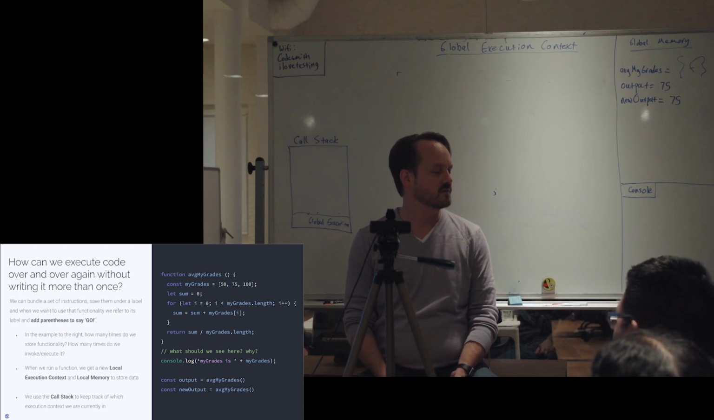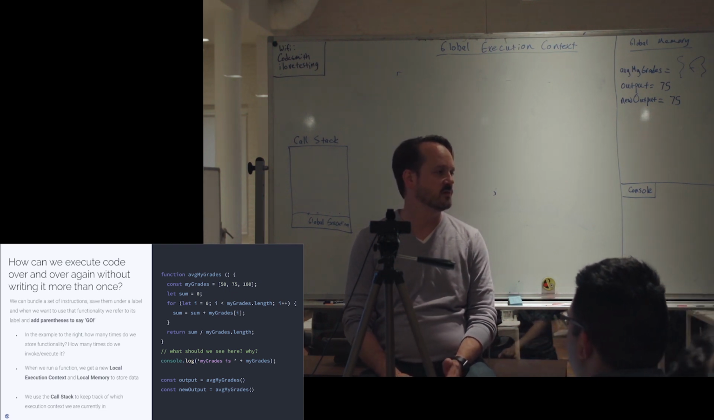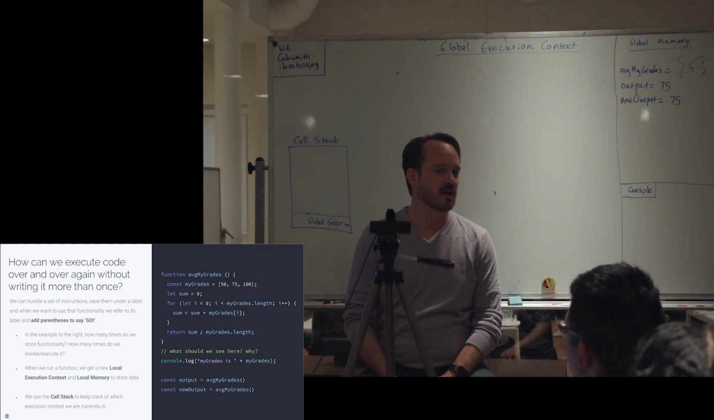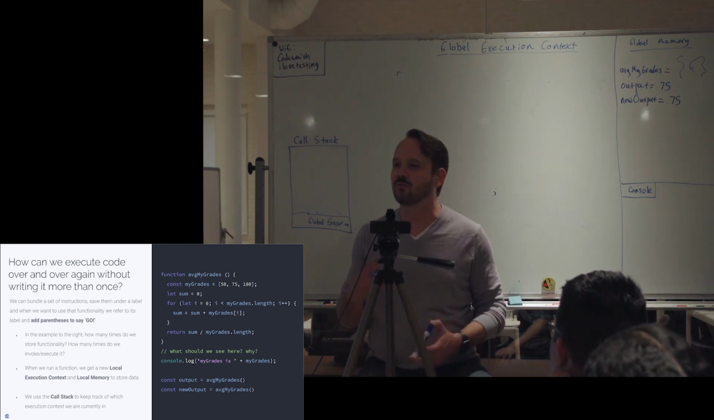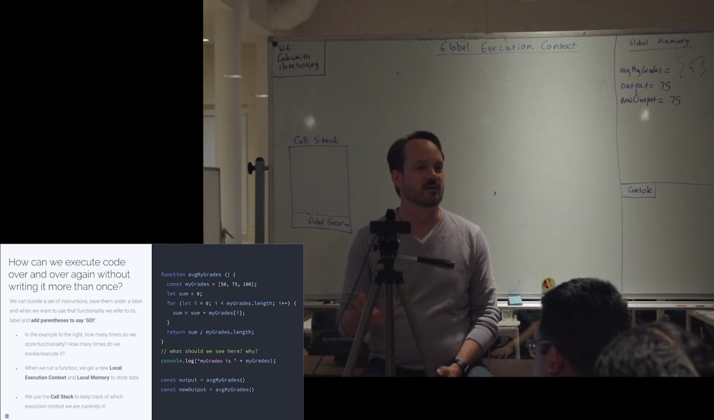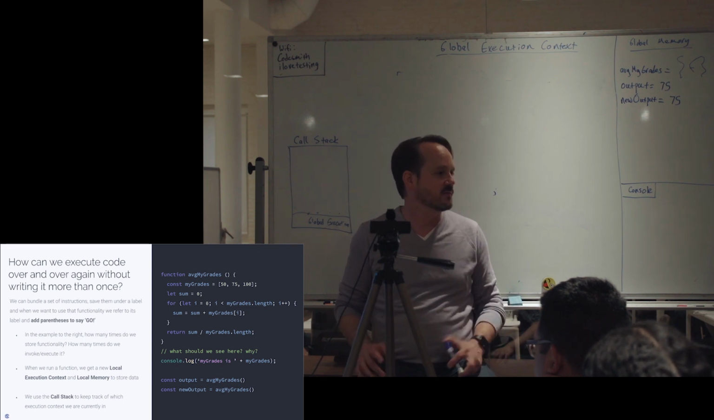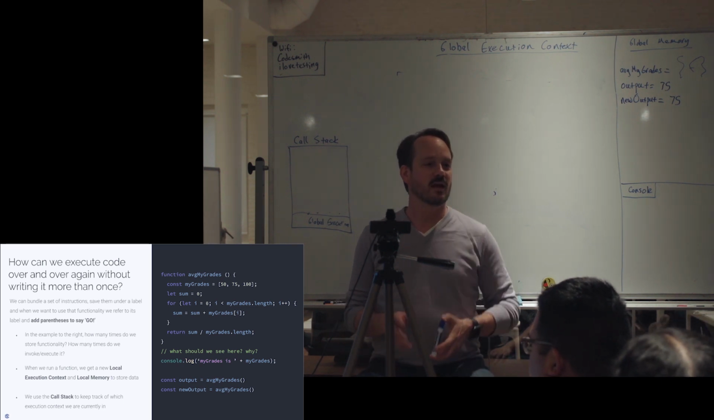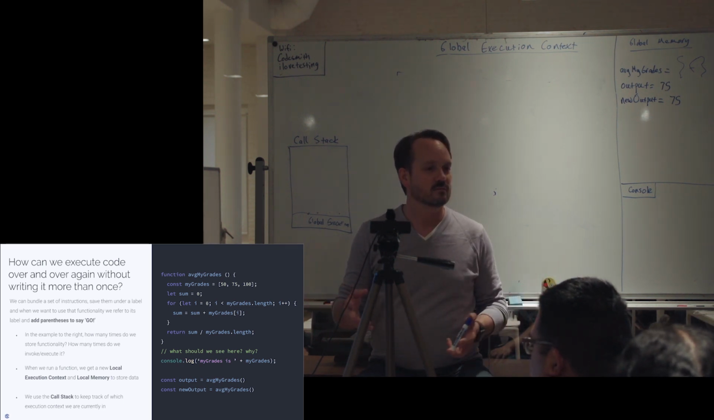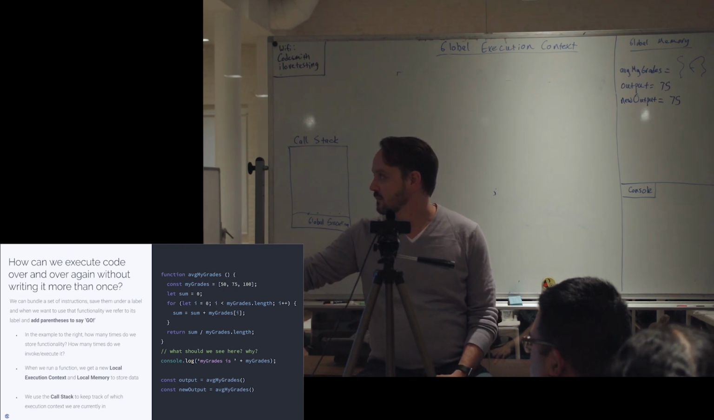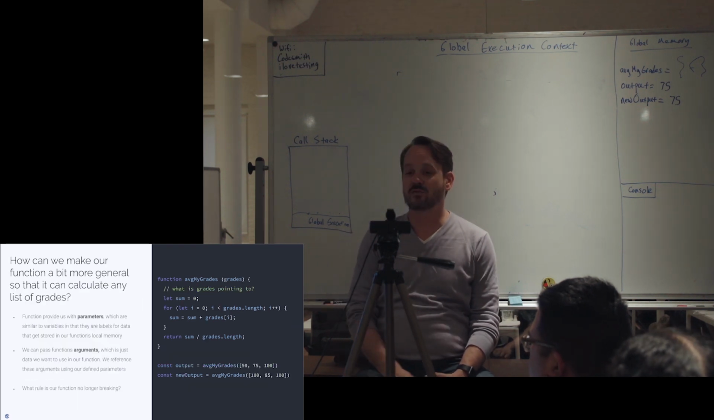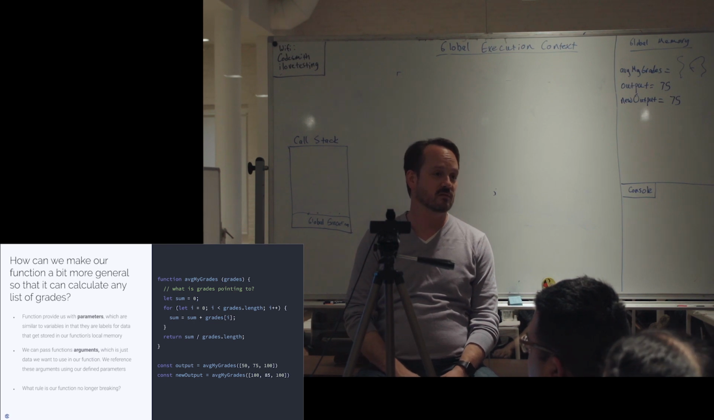It seems like a waste of time. Like, what if I want to run the average of a different set of grades? I still have to write the same exact function over again and just declare different stuff inside. Wouldn't it make a lot more sense if I could just say average my grades on any set of grades? So to do that, we move into parameters and arguments.